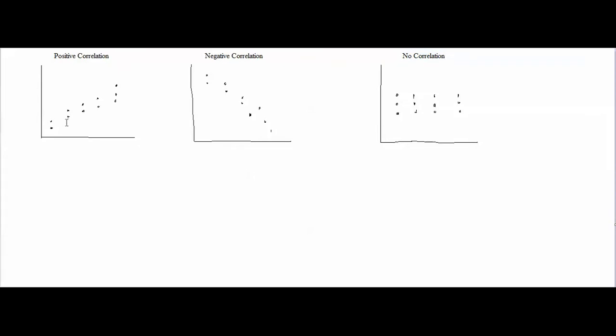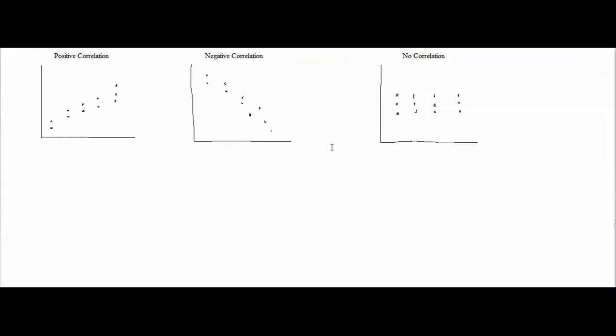So you can think of it this way. If the dots rise from left to right, that's a positive correlation. So think of rising as being positive. If the dots drop from left to right, like this, it's a negative correlation. So when you think of negative, think of dropping, like this. And when you think of no correlation, just think of neither of these things happening. The dots are just staying the same from left to right.